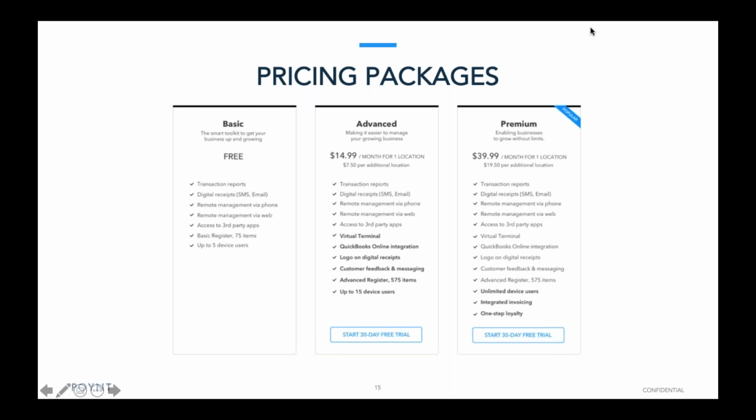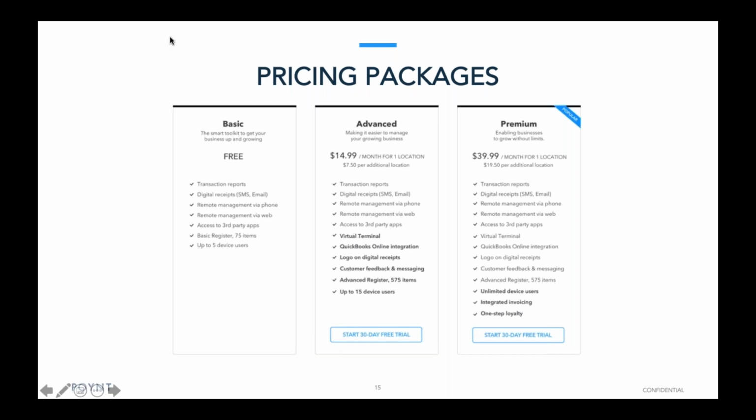And then the advanced registers, you can now get up to 575 items and up to 15 users. So a little bit more, obviously, advanced and basic. And then the premium is where I think the big pieces that are added on are unlimited device users, integrated invoicing, and then one-step loyalty. So loyalty, we'll talk a little bit more about, but the ability to actually track customer spend and then build campaigns based off the emails that you're collecting and the actual customer spend altogether.